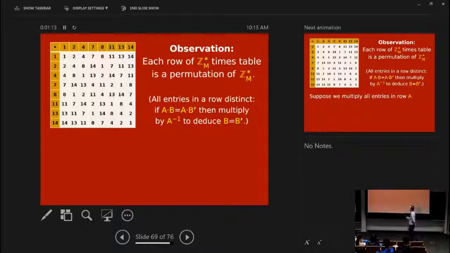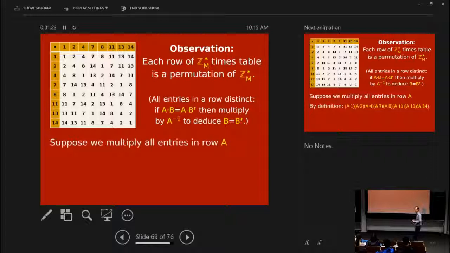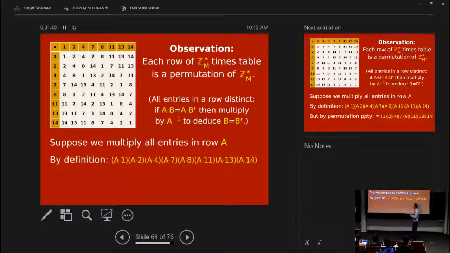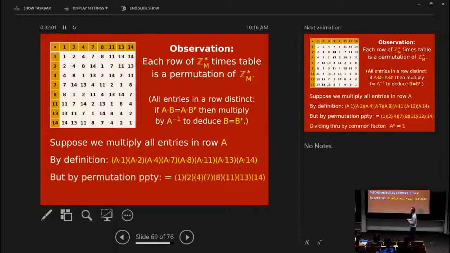Okay. Now let me show you a little trick. It's a nice fact. Now that we know that each row contains a copy of all the basic elements of ZM star, just in a different order, this is an interesting trick. Let's pick your favorite row. Our favorite row is row 7. Let's take row 7 and multiply all of its entries together. By definition, the entries in row 7 are 7 times 1, 7 times 2, 7 times 3, 7 times 4, up to 7 times 14. 7 times 14 is 98. By definition, it's this. That's just what it is.